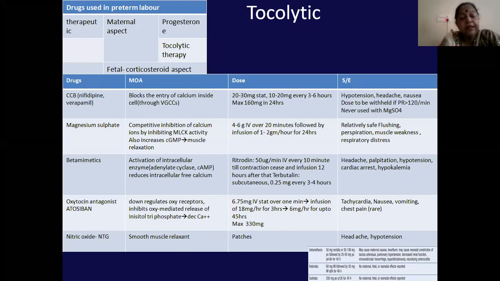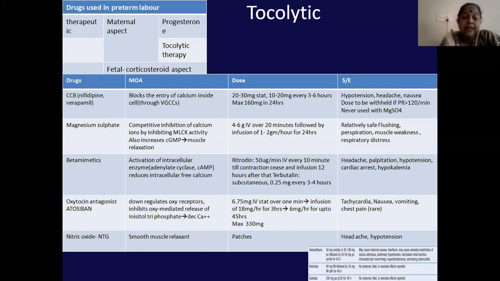Now about the beta mimetics, which again come up: ritodrine 50 micrograms IV every 10 minutes till the contractions cease, and we can give it as an infusion. Then we can give terbutaline, which was very popular earlier, subcutaneously 0.25 milligram every 3 to 4 hours. So these are the common drugs. I am just going into detail; otherwise, you know all these drugs.